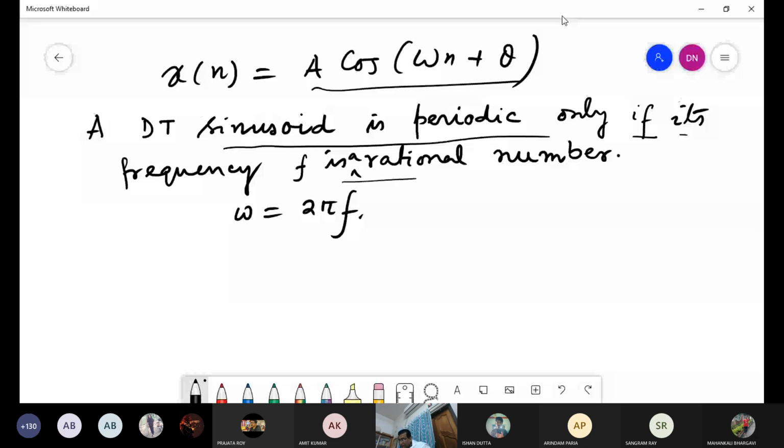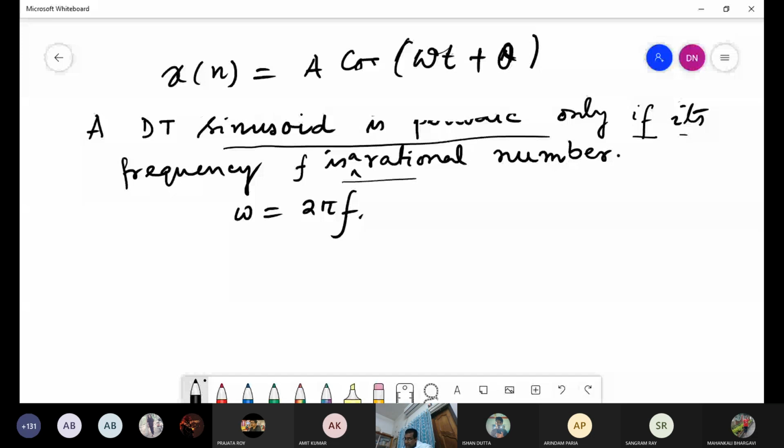Rational number means, as all of you know, f should be represented as a by b, where b is not equal to 0 and a and b are two integers. Then f is called a rational number. And if f is a rational number, then you can say that this sinusoidal function is periodic. Otherwise, it is aperiodic, non-periodic.